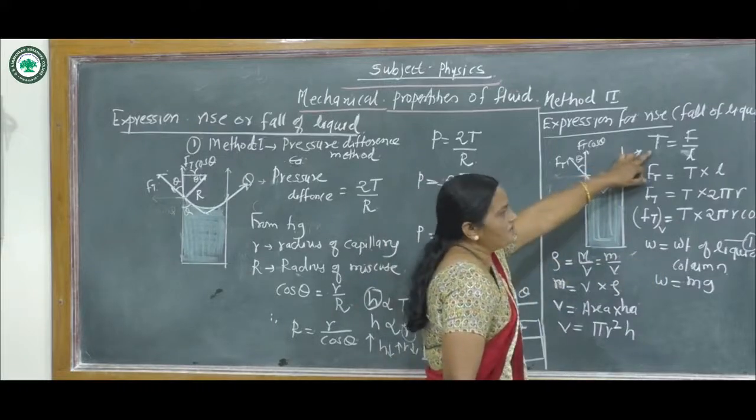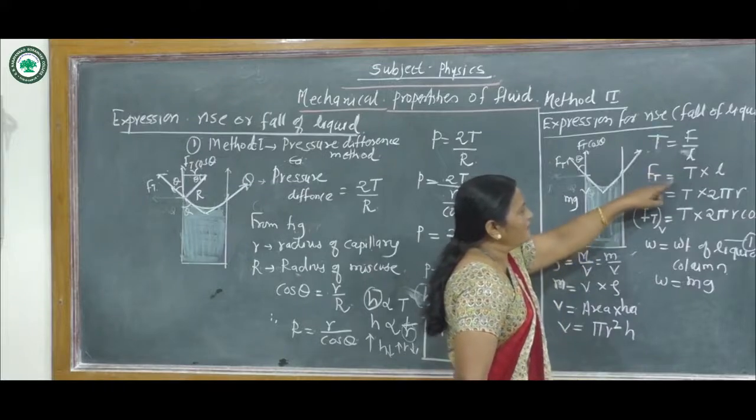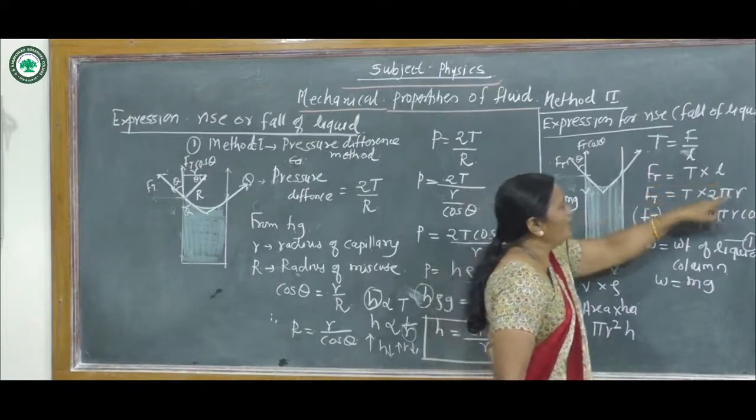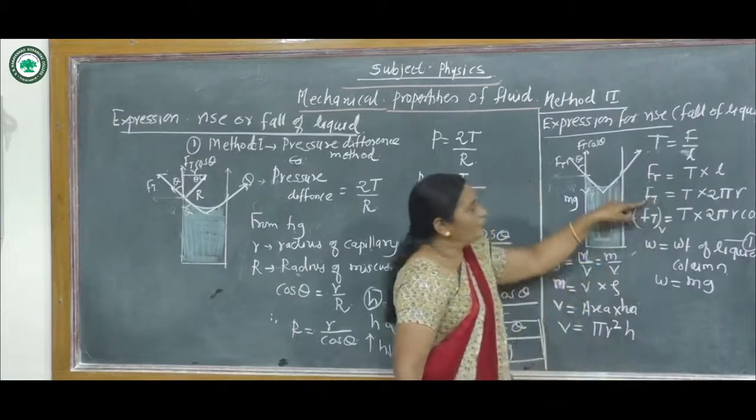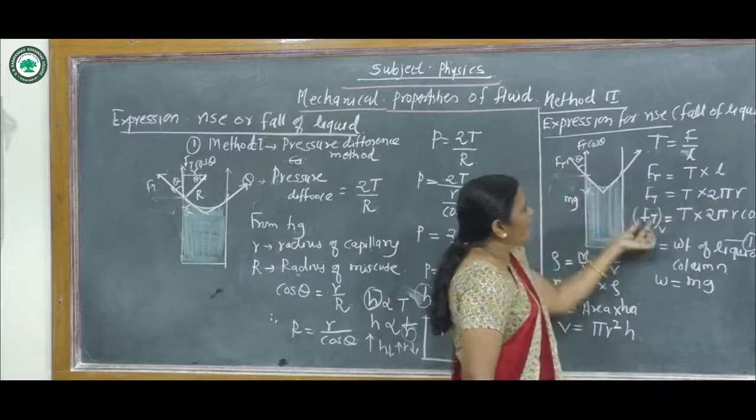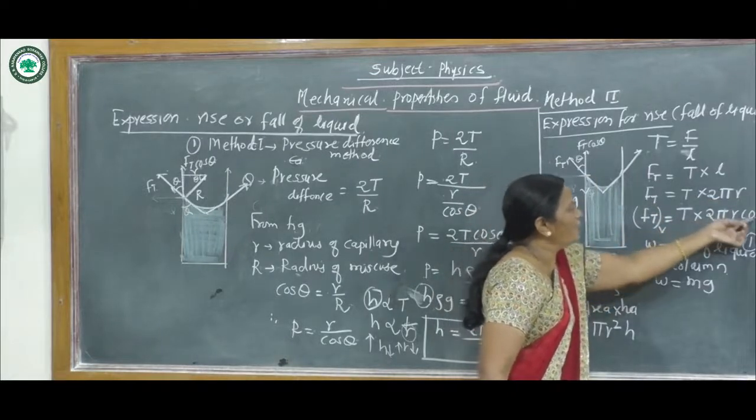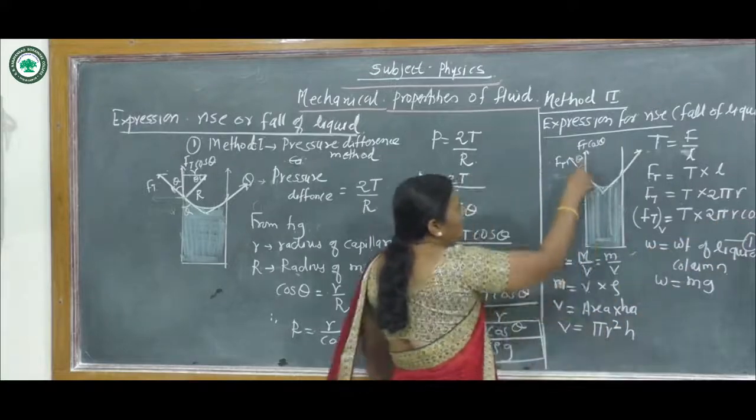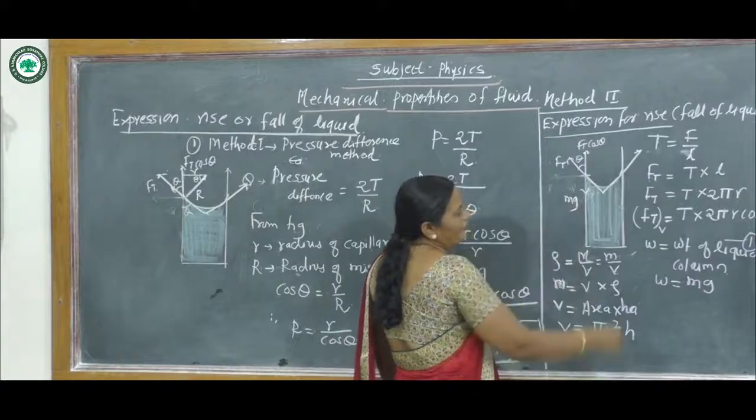The surface tension is force divided by length. The force of surface tension is equal to T into L, where L is the length of this liquid column, so Ft is equal to T into 2 pi r. It is the vertical component, hence it is T into 2 pi r cos theta. This vertical component is balanced by mg, the weight of the liquid column.